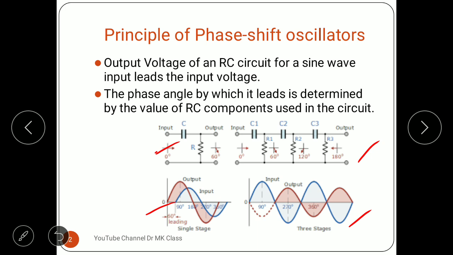After this 180-degree phase shift of the waveform, we can give this waveform to an amplifier, where the amplifier will give you a 180-degree phase shift. So a total of 180 degrees by the amplifier and 180 degrees by the RC network will give us a 360-degree phase shift, which is required. It is one criterion, the Barkhausen criterion for oscillations.